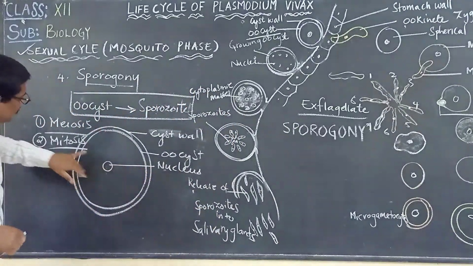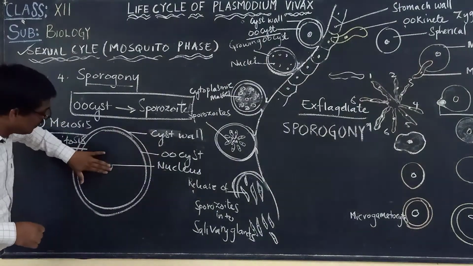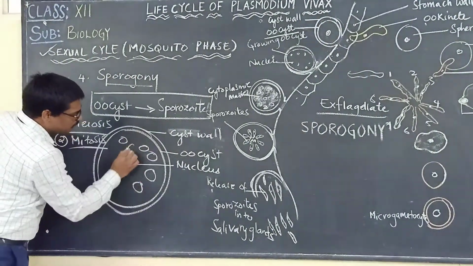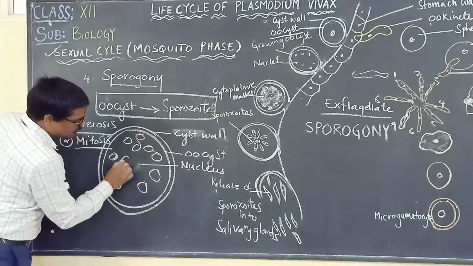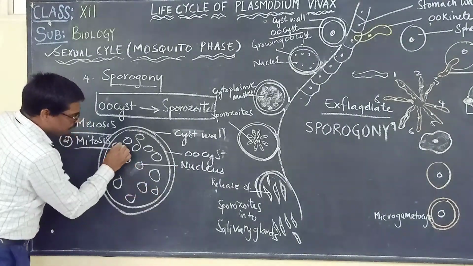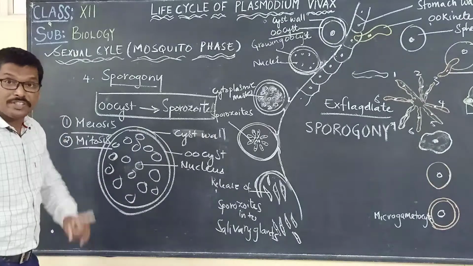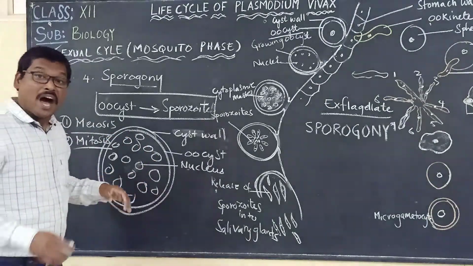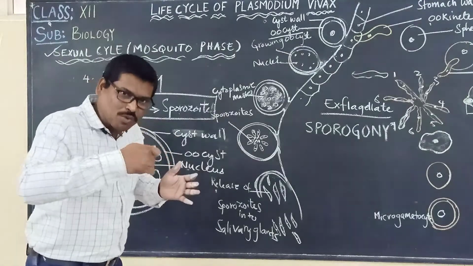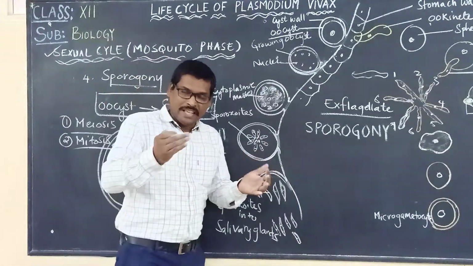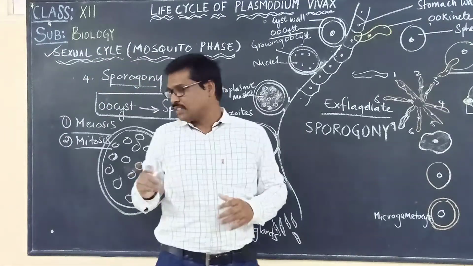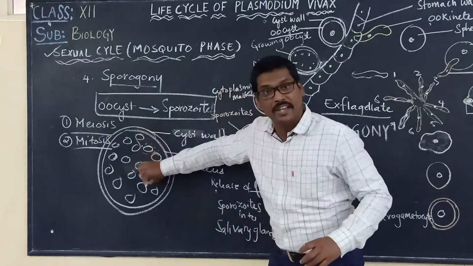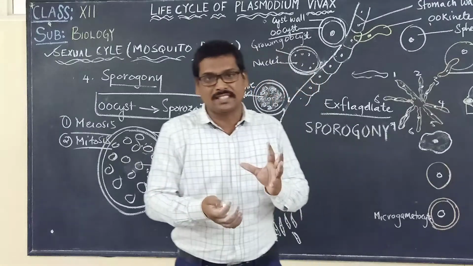So when this nucleus undergoes meiosis and mitosis, how many will there be now? There will be many nuclei present within one oocyst. Now all these nuclei are slowly surrounded by the cytoplasm. Each nucleus will be surrounded by the cytoplasm.